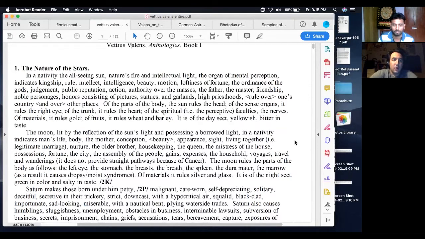Okay, cool. Valens starts with some esoteric, poetic stuff here: the all-seeing sun, nature's fire and intellectual light, the organ of mental perception. What he's talking about, which he delves into later in the book in the chapter on zodiacal releasing, is that the sun primarily refers to something called nous, a Platonic, Neoplatonic name for basically the soul of the universe, or the cosmic mind of the universe, the mind of God. It is sort of the first differentiation out of the One, which is God without any aspects or disunity, or apparent disunity, I should say.